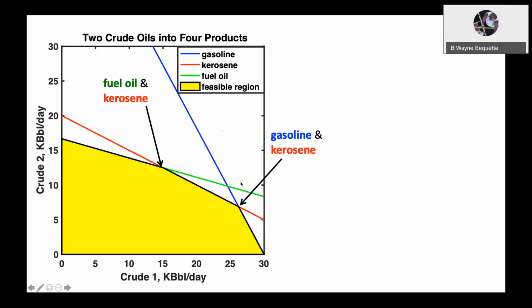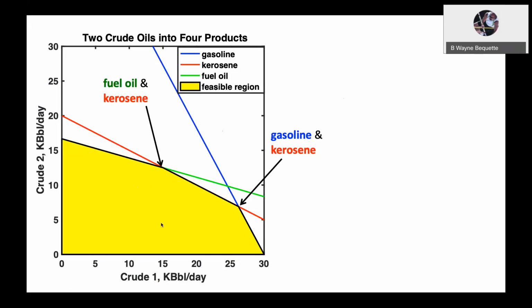So again, I blew up the plot from the previous screen, and the yellow is the feasibility region. Again, we had our kerosene constraint in red, and the gasoline constraint in blue. We can see that we form one intersection in green with the fuel oil and the kerosene. So that's one node, or intersecting point, here. There's another with the gasoline and the kerosene. Again, we have to satisfy all those constraints simultaneously, so our solution must be in the yellow region.